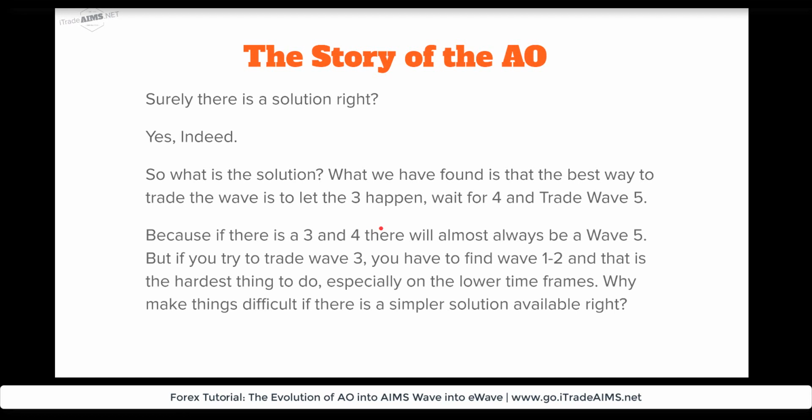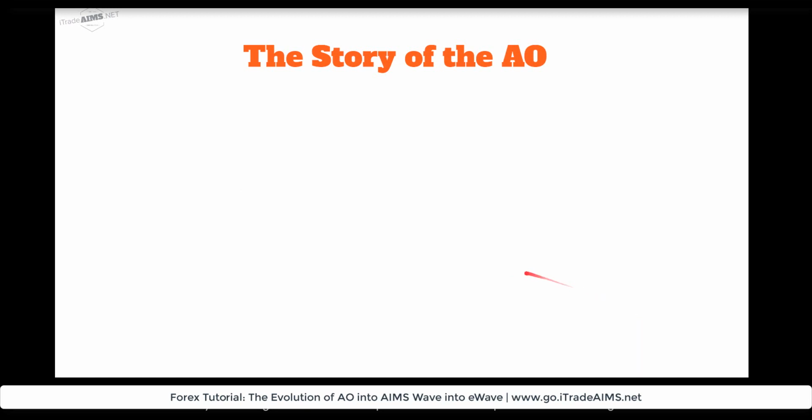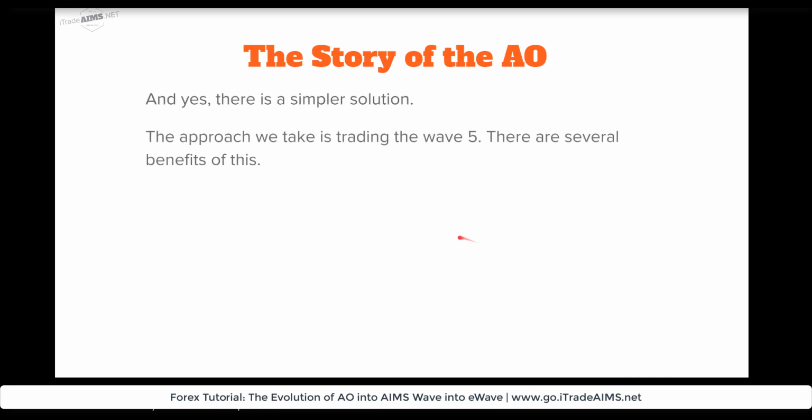Because if there is a 3 and a 4, there will almost always be a 5. But if you try to trade wave 3, you have to find wave 1 and 2. And that is the hardest thing to do, especially on the lower time frames. Why make things difficult if there is a simpler solution available, right? And yes, there is a simpler solution. The approach we take is trading the wave 5.